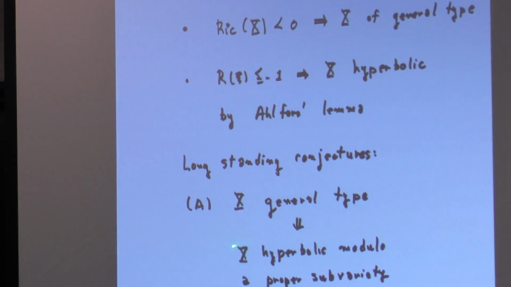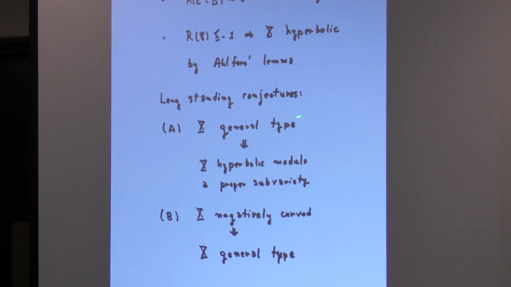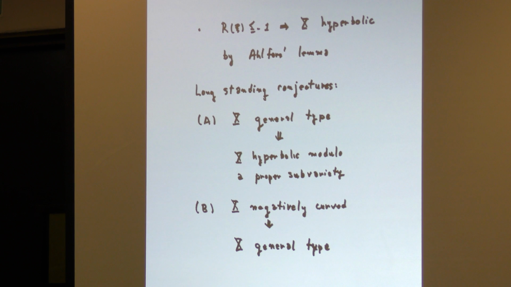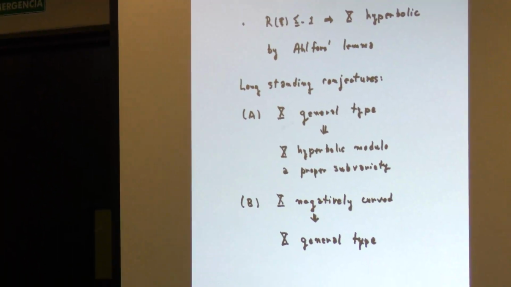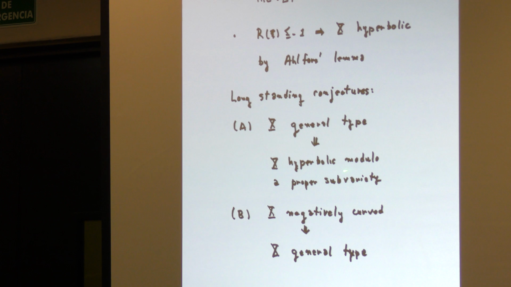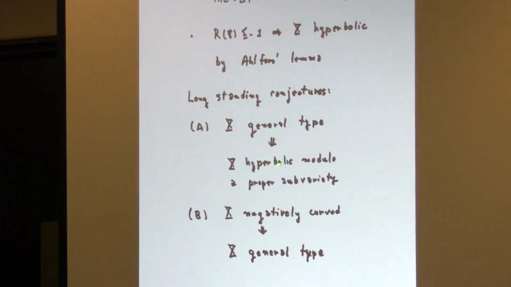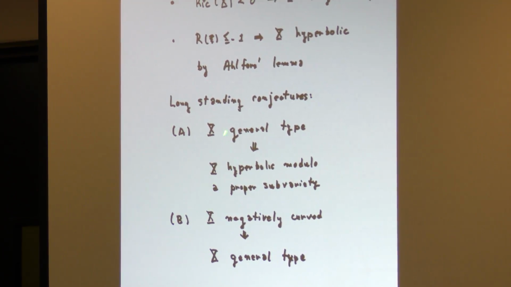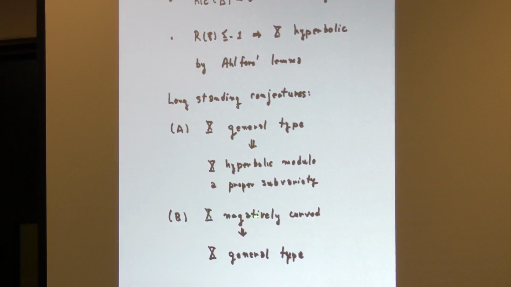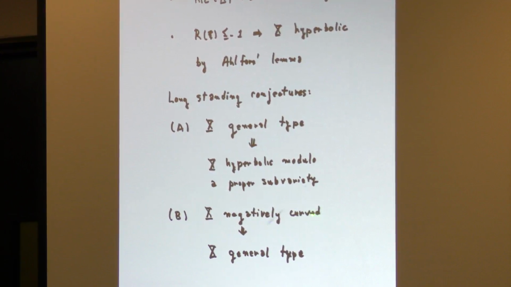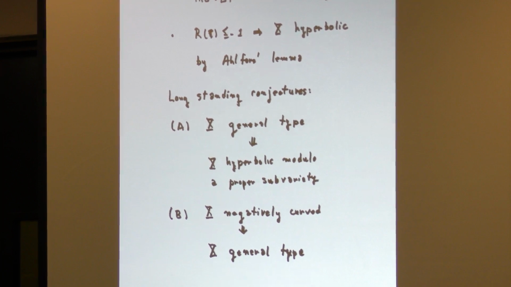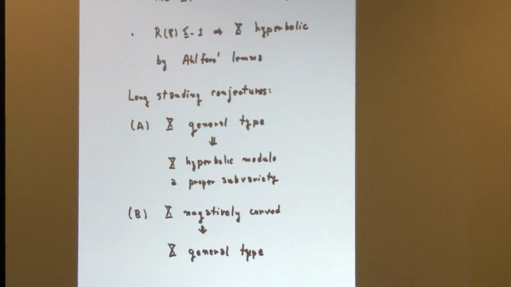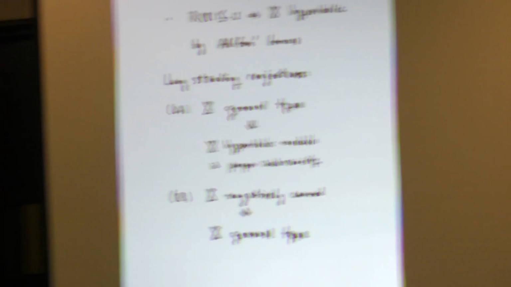So there are only finitely many possibilities for where it can go. Or the general conjecture is that a general type algebraic variety is hyperbolic modulo a proper subvariety. I'll say what is known about this in just a moment. Second long-standing conjecture is that if you have negative holomorphic sectional curvature, then X is of general type. So this would be a relation at the level of algebraic geometry between the holomorphic sectional curvature and the Ricci.